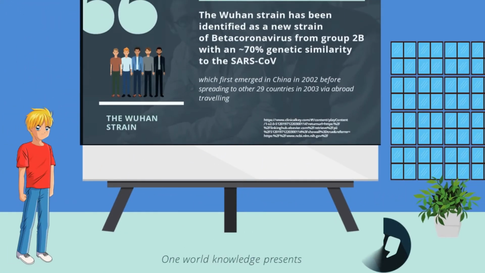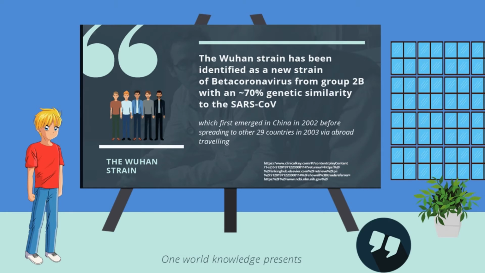The Wuhan strain has been identified as a new strain of beta coronavirus from Group 2B with 70% genetic similarity to SARS, which first emerged in China in 2002 before spreading to 29 other countries in 2003 via traveling abroad.